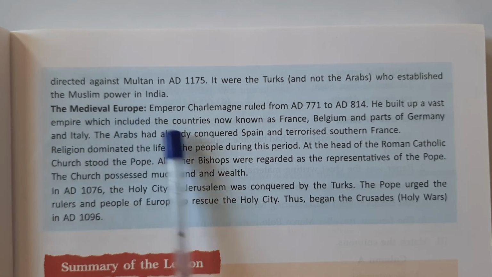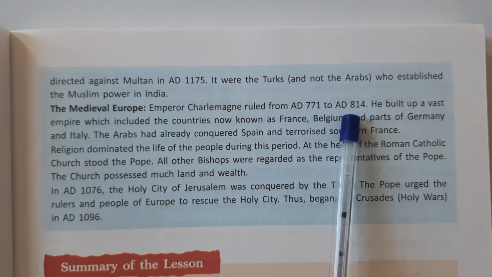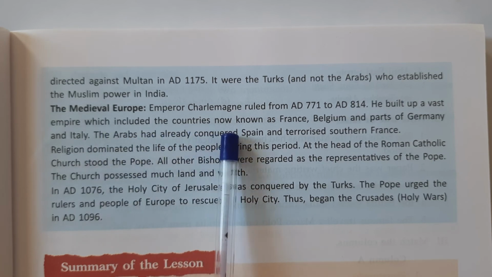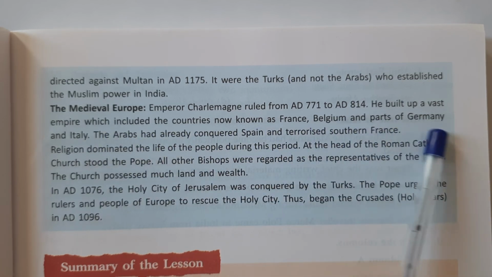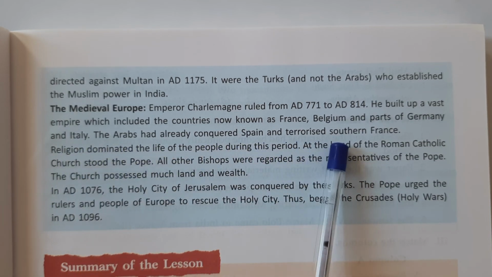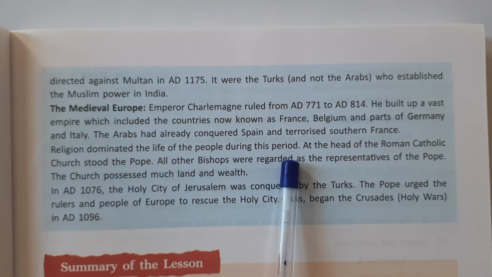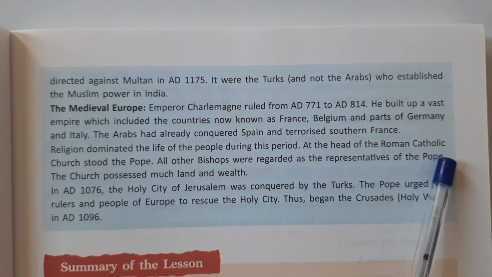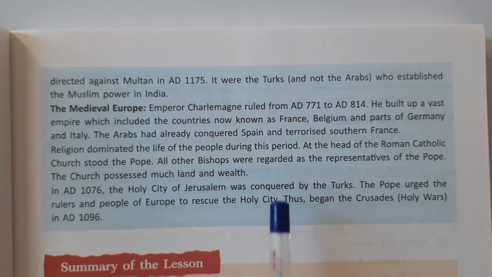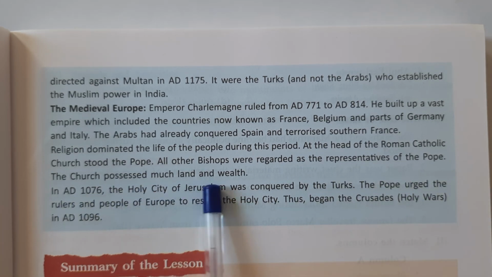The medieval Europe. Emperor Charlemagne ruled from AD 771 to AD 814. He built up a vast empire which included the countries now known as France, Belgium, and parts of Germany and Italy. The Arabs had already conquered Spain and terrorized southern France. Religion dominated the life of the people during this period. At the head of the Roman Catholic Church stood the Pope. All other bishops were regarded as the representatives of the Pope. The church possessed much land and wealth.